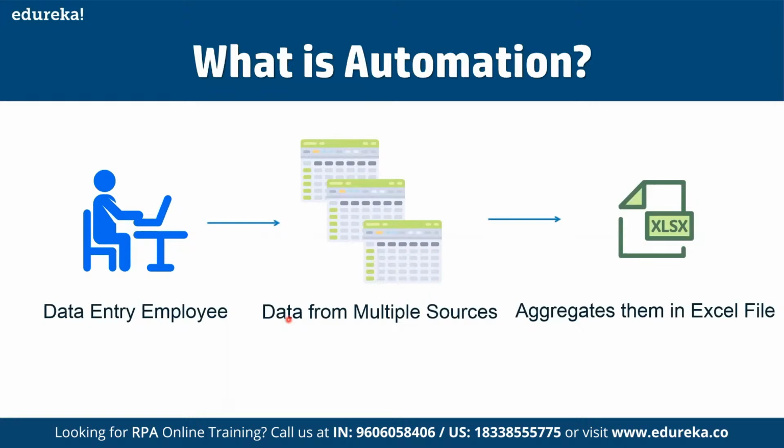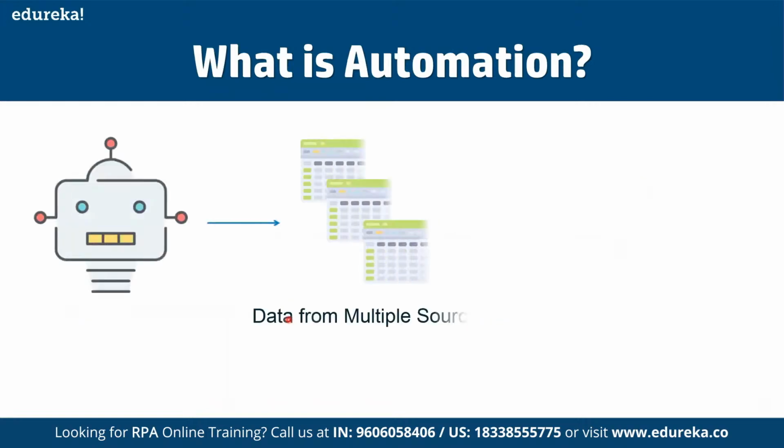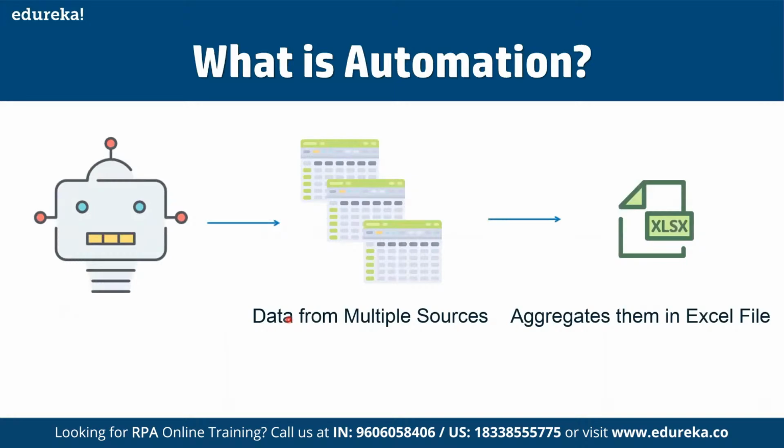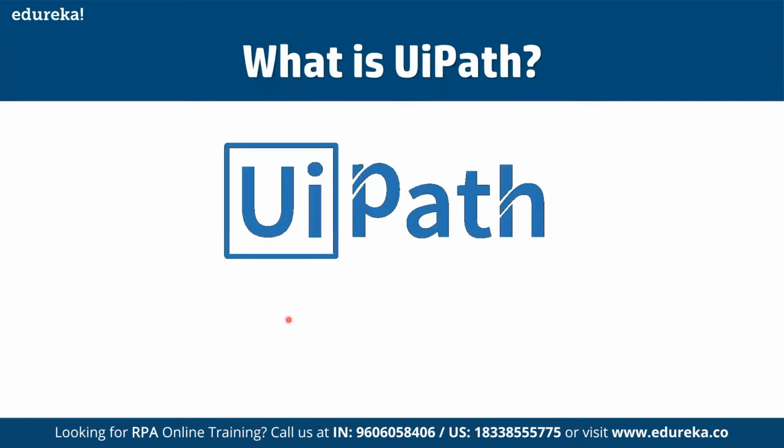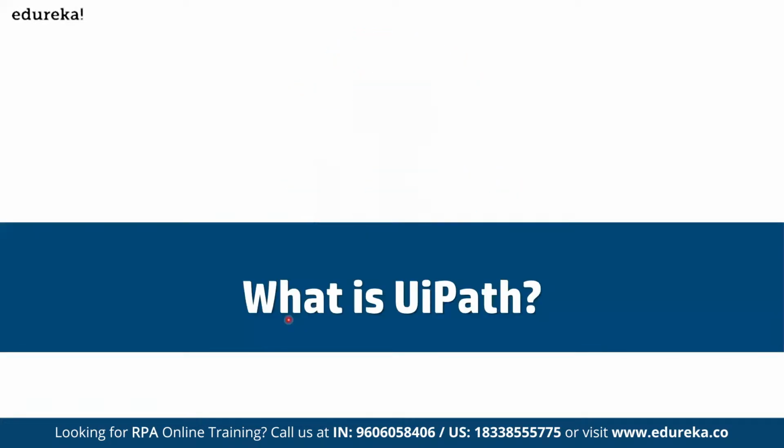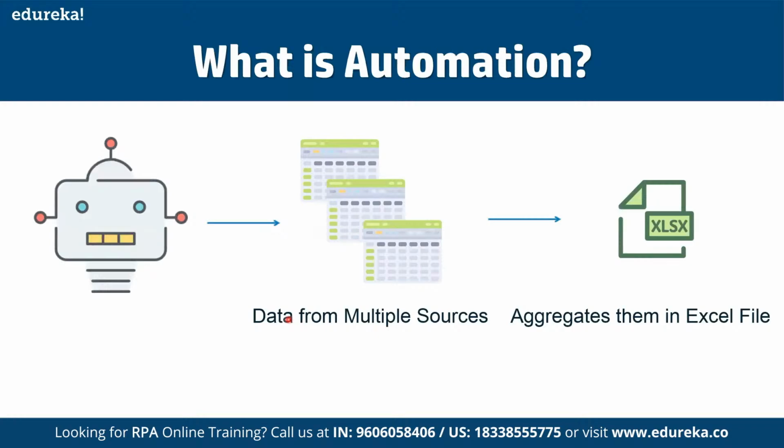Now, what is automation? For example, a manual task is data entry. We find data from multiple sources and aggregate that data into an Excel file. When we want to automate this task, we can have a robot. The robot will automatically source the data from multiple sources and aggregate it into different Excel files. Now, what is UiPath? RPA or robotic process automation in itself is not a tool or a software. It is a concept.